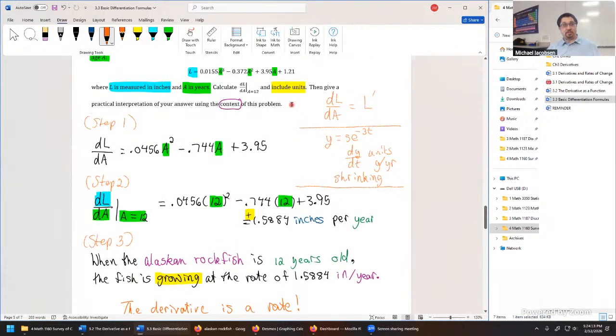But from beyond this point in the notes, we're just going to practice ordinary derivatives without context. So let's give that a try on the next page.